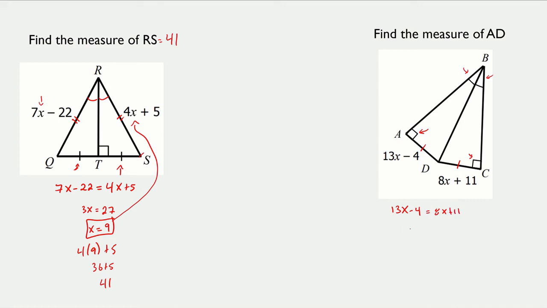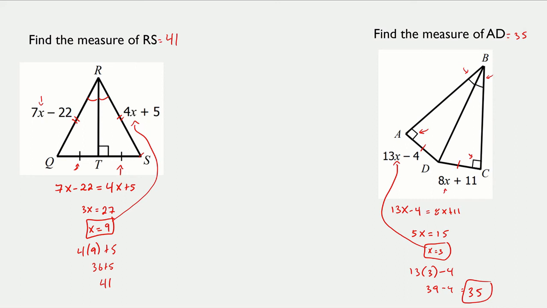So subtract 8x minus 13, that gives us 5x. Add 4, that's 15. Divide by 5, and we get x to be 3. And once again, to know what x is, we simply substitute it back in for x. So we got 13 times 3 minus 4. 13 times 3 is 39. Minus 4 gives us 35. So AD is 35.